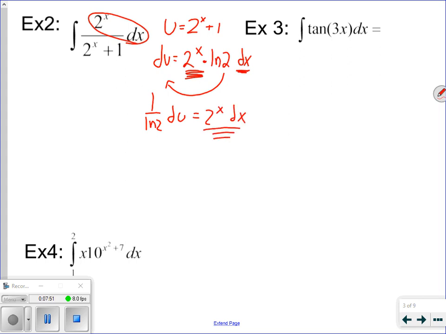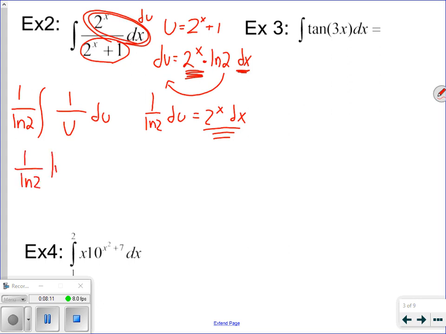So since I have that, I can substitute out for du. I'll go ahead and bring the 1 over ln of 2, that constant, on the outside of the integral. So 2 to the x dx is du, and I'll let the bottom be u. And so the integration is going to be 1 over ln of 2 times ln absolute value of u, which in this case was 2 to the x plus 1.